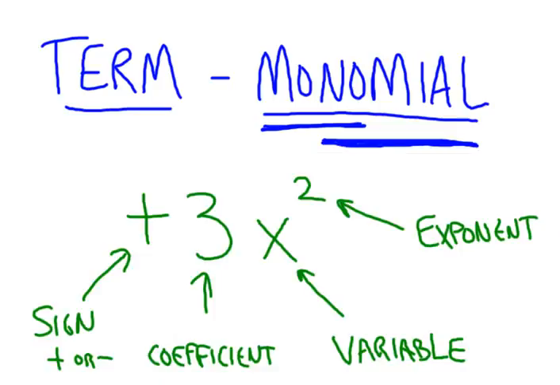All right. Now, every term, every monomial has these four things. It has a sign, which can either be positive or negative, right there in front. It's got a coefficient, which is just a number in front. Then it's got some variable, which is a letter, almost always a letter, but could be any symbol that takes the place of a number. And then it's got an exponent.